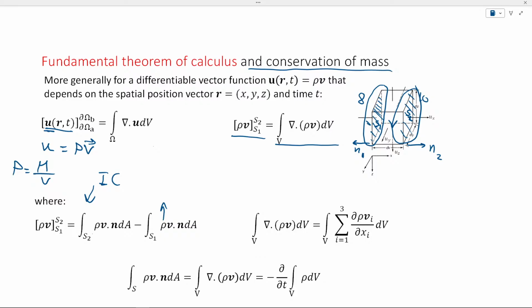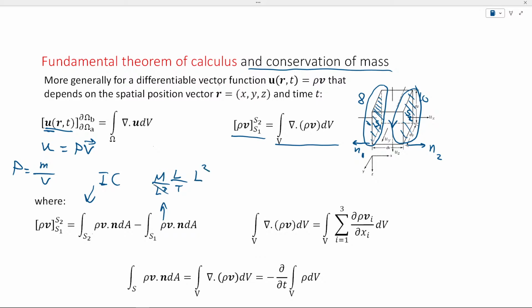Mass over volume. What's the unit of this guy? That would be mass over volume, that's like L cube. Velocity, what's the unit of this guy? That's length over time. This is unitless. This is just a unit vector, so it's unitless. And dA, that is like L square.